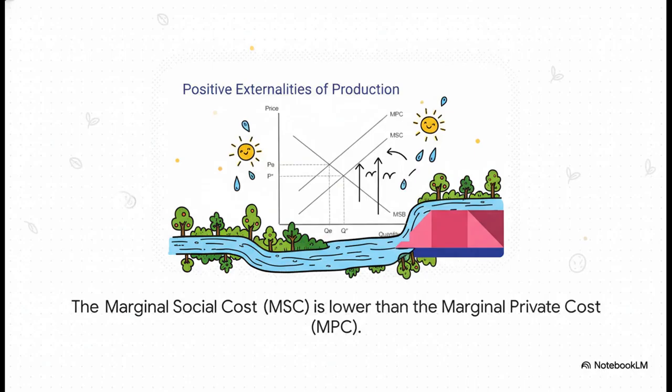So the crucial relationship you need to see on this diagram is this. The MSC curve lies below the MPC curve. This happens because we subtract that external benefit from the private cost. And that vertical gap between the two curves, that represents the monetary value of the positive externality.